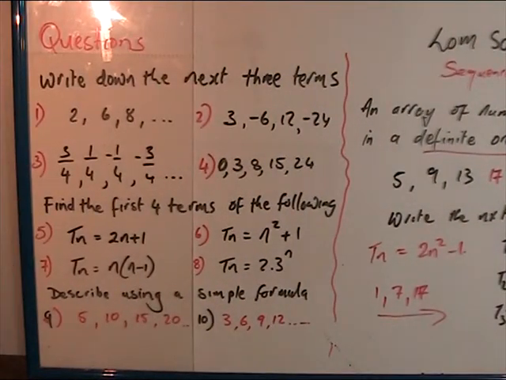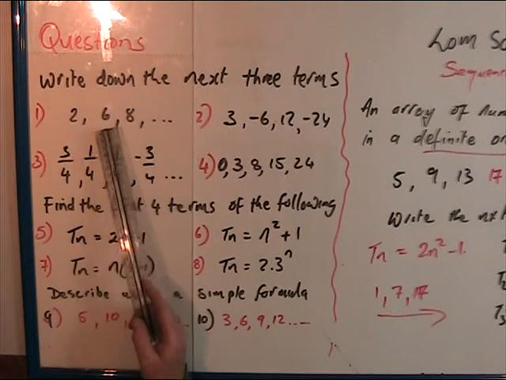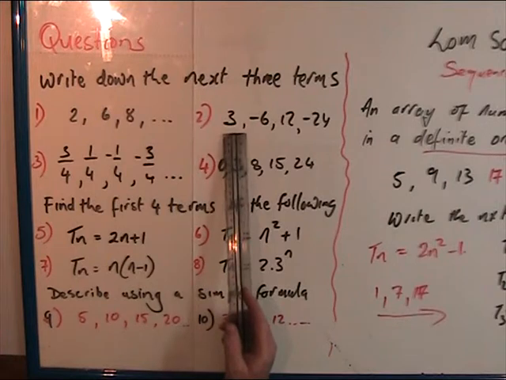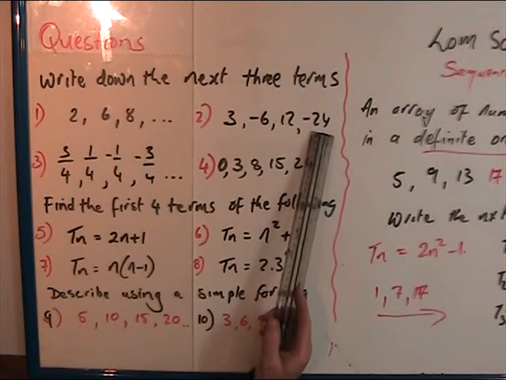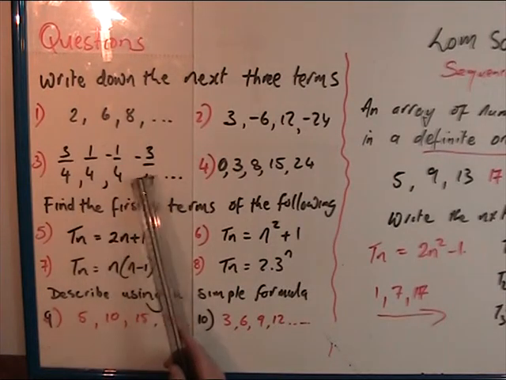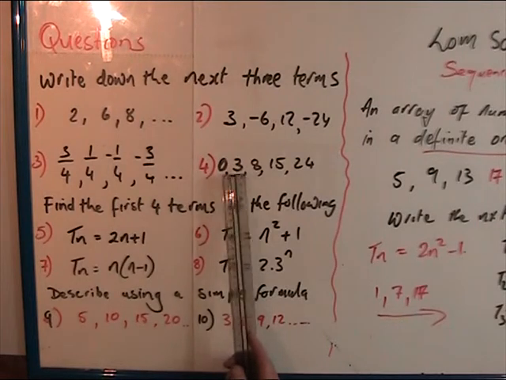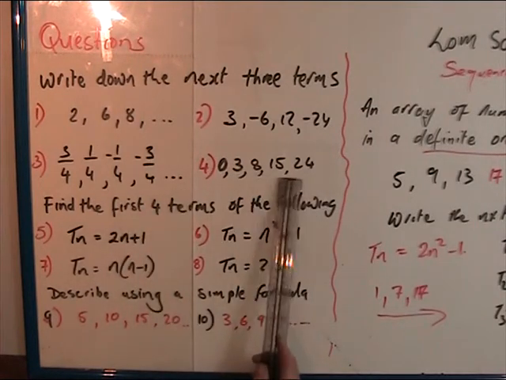These questions here: write down the next 3 terms. You can discover this yourself. This is n plus 2. Now look at this one. This is minus, so this is not an arithmetic sequence as such, I would imagine. And this is fractions. You can see that they're reducing by a half. Now let's look: 0, 3, 8, 15, 24.